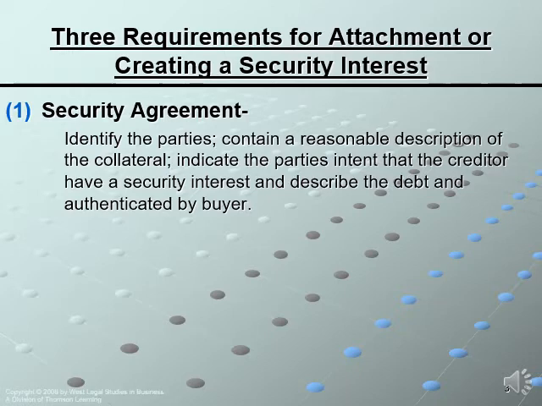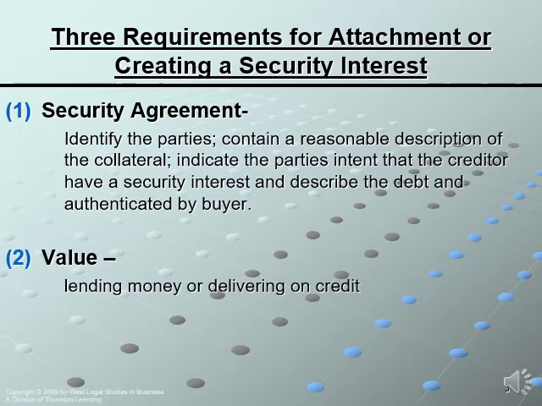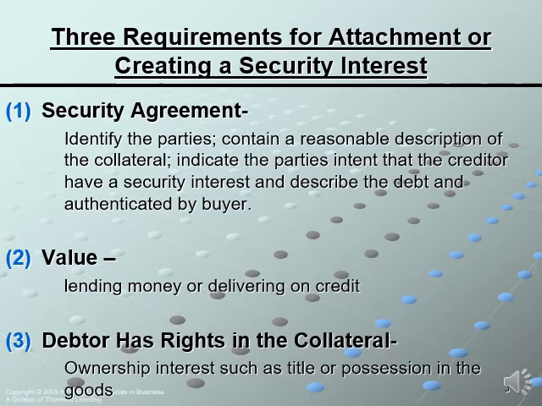It identifies the parties' intent that the creditor will have a secured interest in that personal property and describes the debt, and is signed or authenticated by the debtor. Also, value is given. Money is given as a loan or something is delivered on credit. That is value. And the debtor has rights in the collateral. Ownership interest can be the right, such as title or possession of the goods.